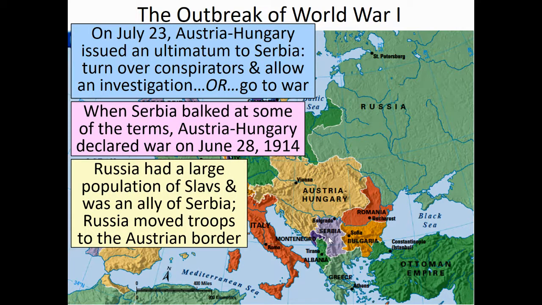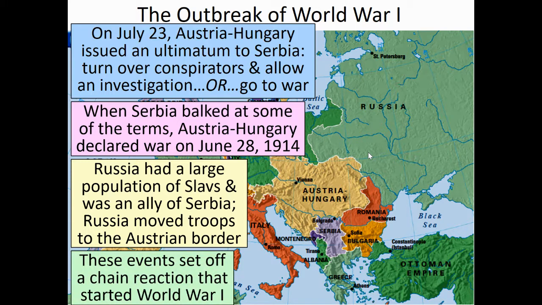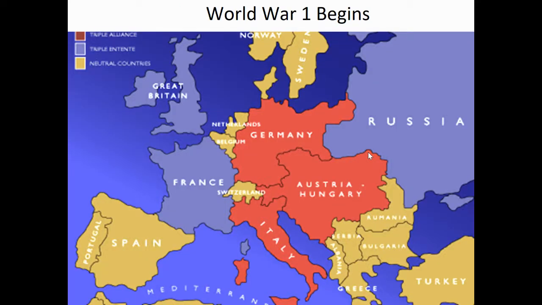But you have alliances. Russia also had a lot of Slavic people in its country. So Russia's kind of like the big brother. Serbia's kind of like the little brother. So Russia's going to move their troops right here. And they're like, all right, Austria-Hungary, declare war. That's fine. But then we're coming for you. Well, if Russia is coming for them, then France is coming for them, then Great Britain's coming for them. And you've got those alliances factoring in here. And you're going to see a chain reaction set off World War I.